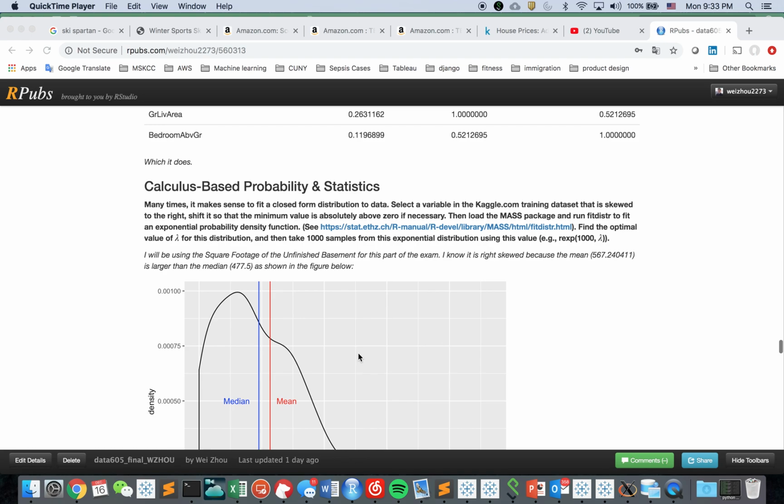Calculus-based probability and statistics. So it makes sense to fit a closed form distribution to data. Select the variables that are skewed to the right, shift it so the minimum value is absolutely above 0 if necessary, then load the MASS package and run fitdistr to fit an exponential probability density function. Find the optimal value of lambda for this distribution and take 1000 samples from this exponential distribution using the value.